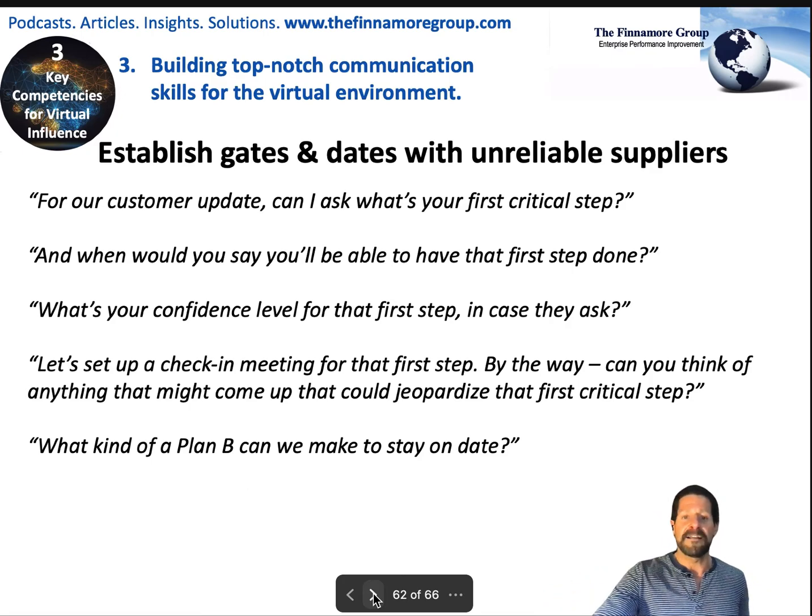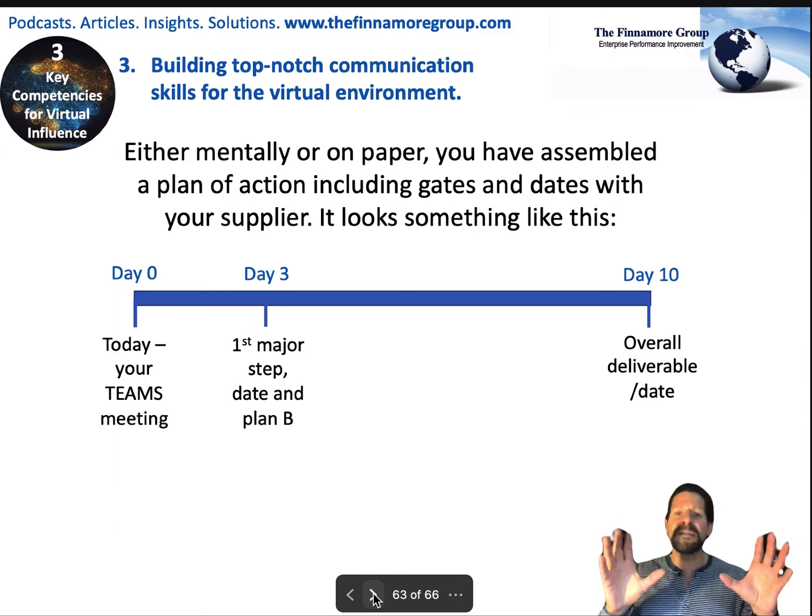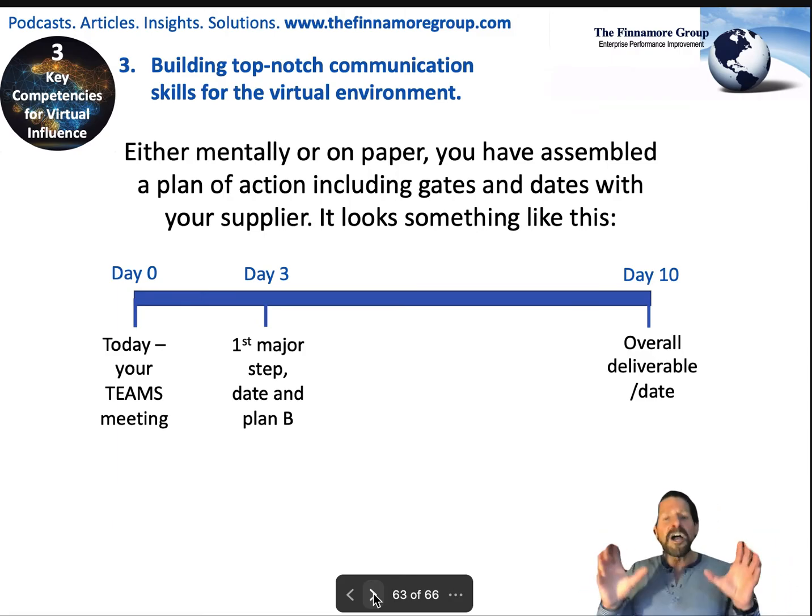See, folks, what these are is it's you having a convince me conversation. Your job is to be convinced. Okay? Now, either mentally or on paper, what you've just done is you've assembled a plan of action that has dates and gates with your supplier, right? So it might look something like this. Here's day 0 when you're meeting. You just had your meeting. And now they've committed to day 3 for that first critical step. So there it is. And then day 10 is when they said they'll have the overall deliverable. Just making this up here, just pretending.